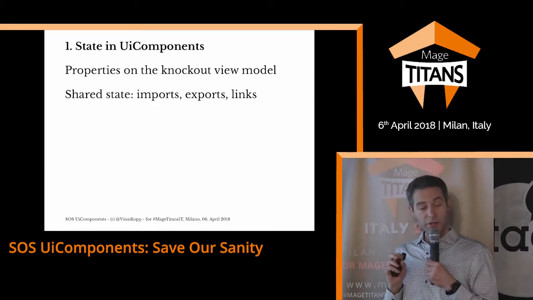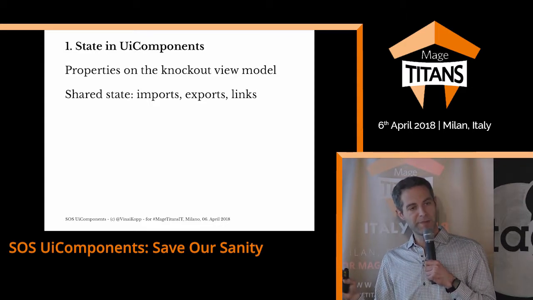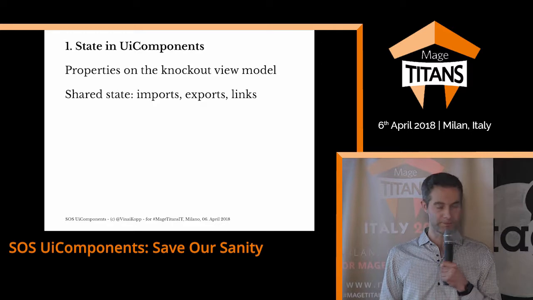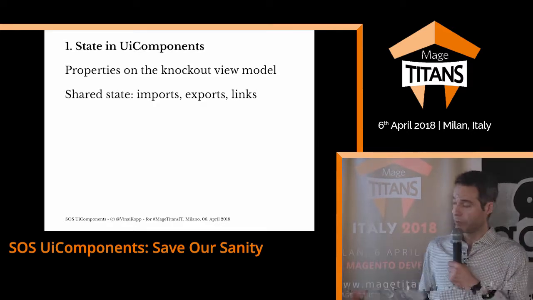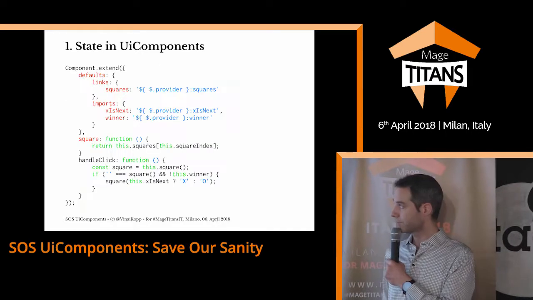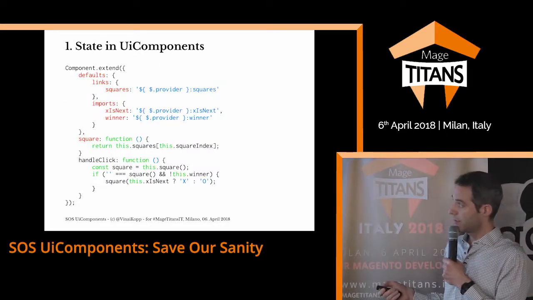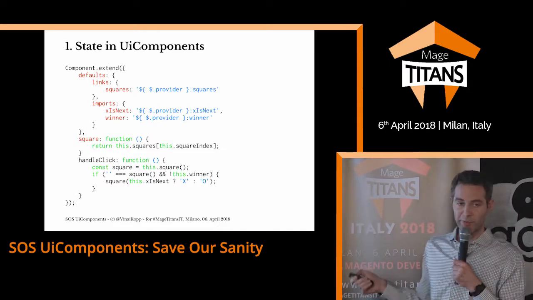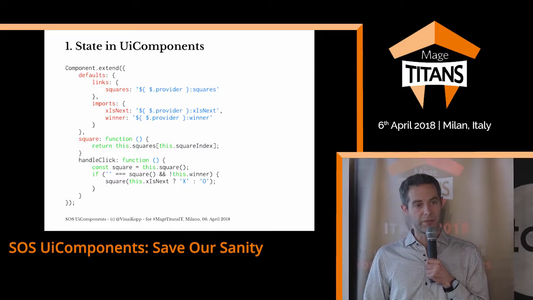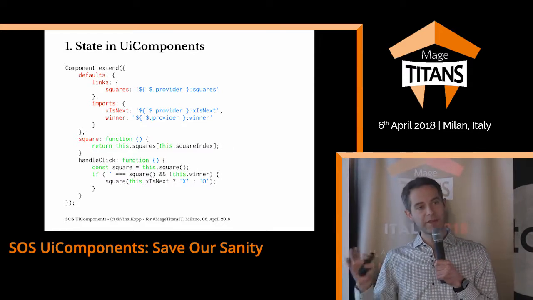And on a knockout side of things, it's very comparable. We keep the state and properties on the view model, right? So, and if we want to share that state, that would be imports, export links, etc. Here's an example from my little example module here. So we link to stuff, we have properties, and then we use those properties inside of our functions to manipulate the state here. So that's keeping state in the view model.